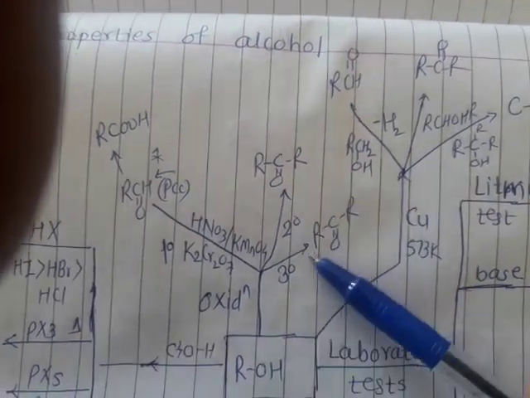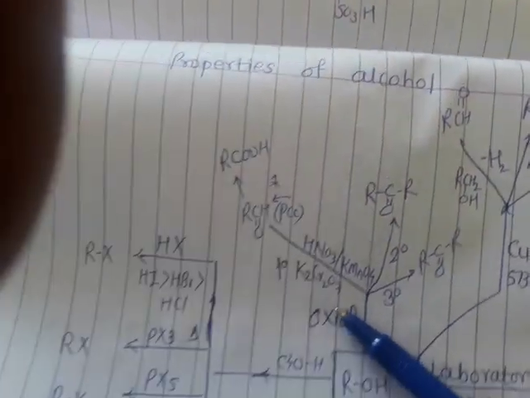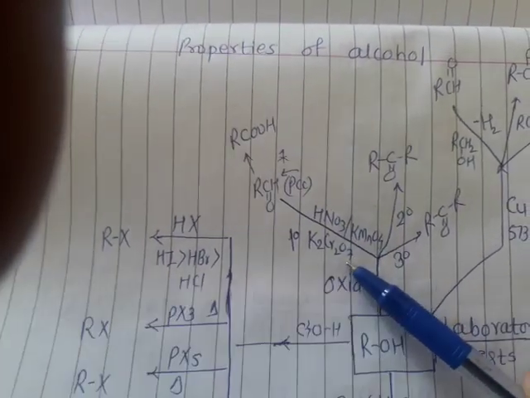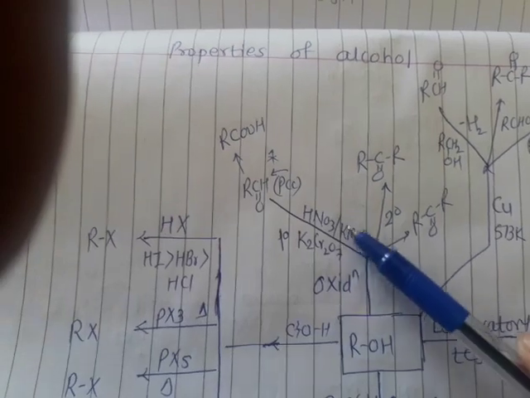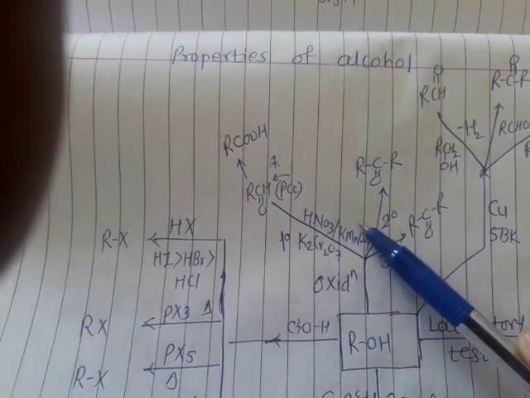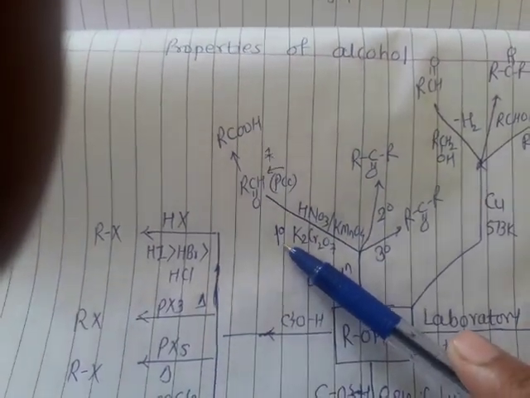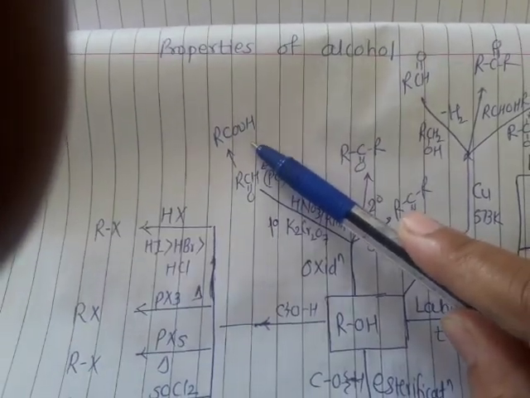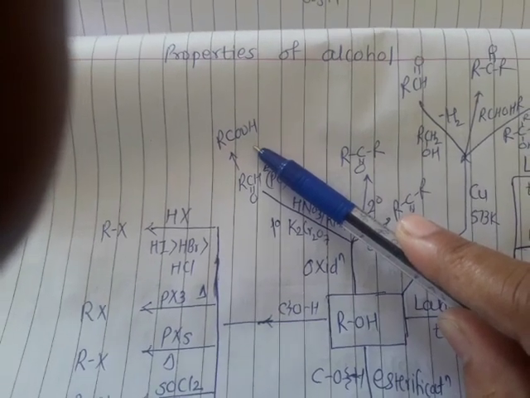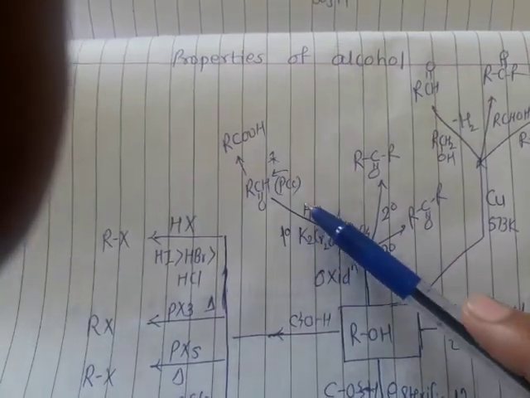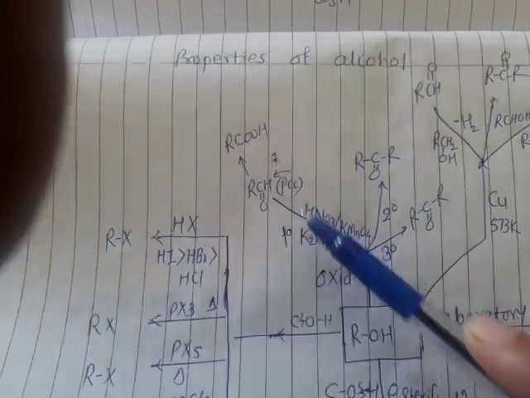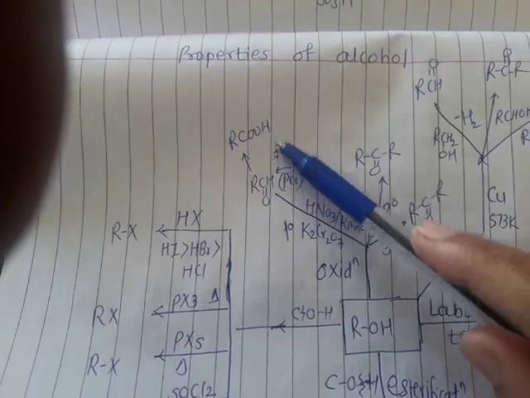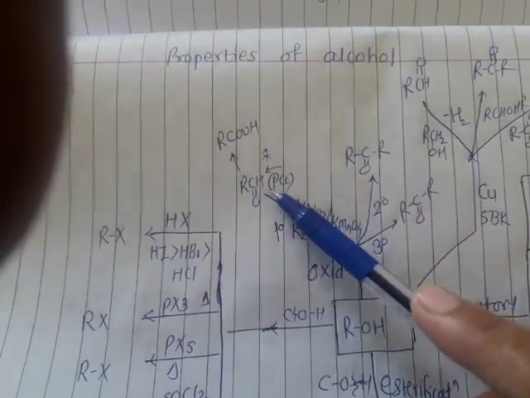Next reaction is oxidation reaction. In this oxidation reaction, we can use HNO3 or KMnO4 or K2Cr2O7. These are all very strong oxidizing agents. If alcohol is primary, it is oxidized to aldehyde, and aldehyde is further oxidized to carboxylic acid with the same number of carbon atoms. But if we use PCC or CrO3, then primary alcohol is converted into aldehyde and no further oxidation is possible. Very important thing.